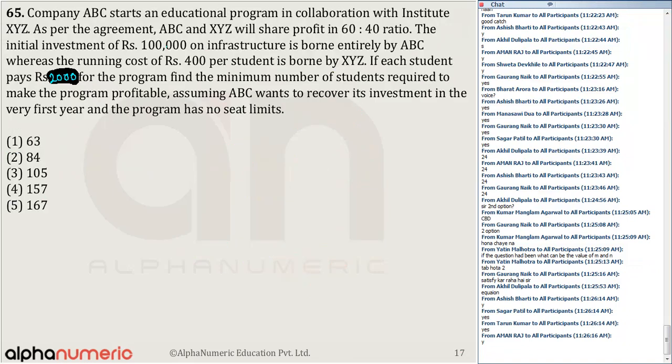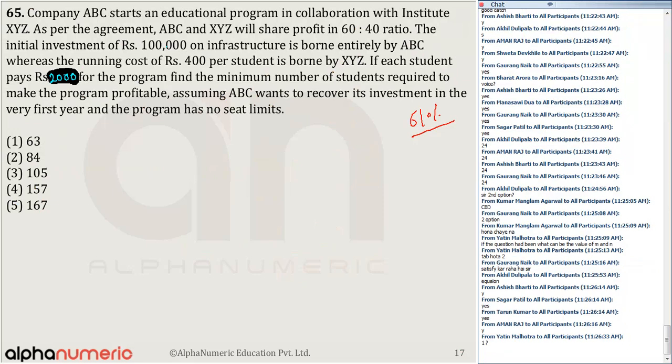Let's move to question number 65. 61% of you have not attempted this question. The correct answer for question number 65 is option A, 63. Only 22% of you have got it right. Let's move ahead and discuss this.